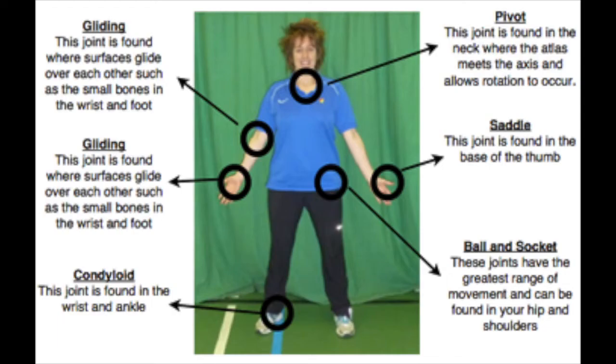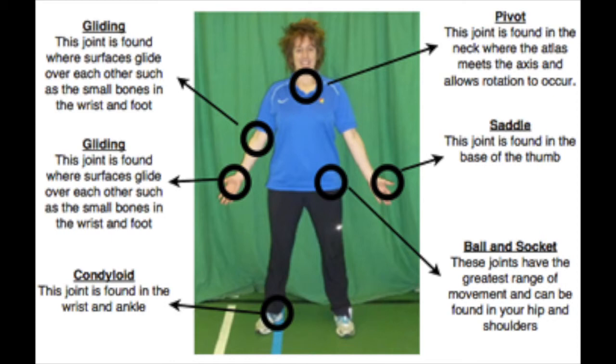Secondly, they're slightly movable. These are found between your vertebrae in your back. They only allow a very small amount of movement. And finally, there's freely movable joints. These allow the greatest range of movement because they have synovial fluid that lubricates joints.